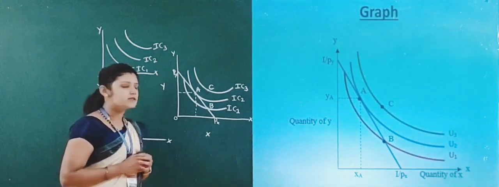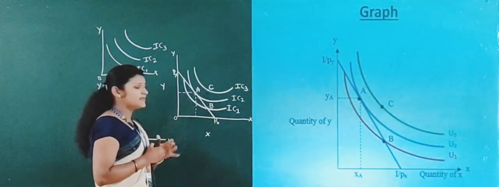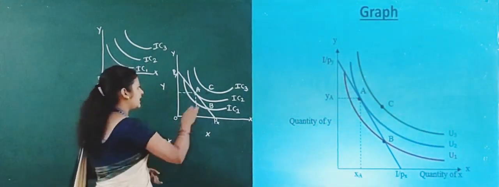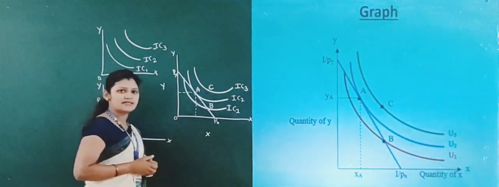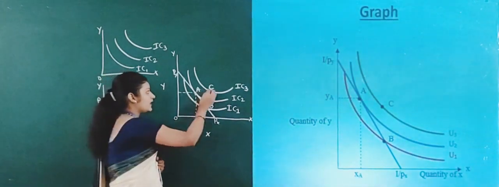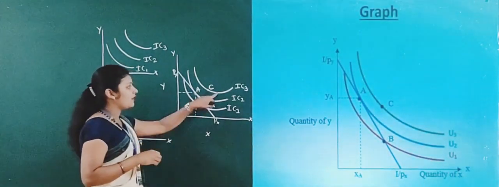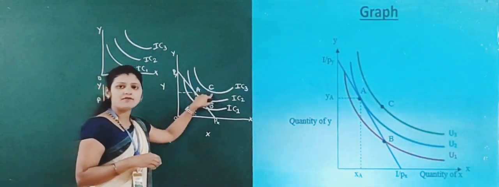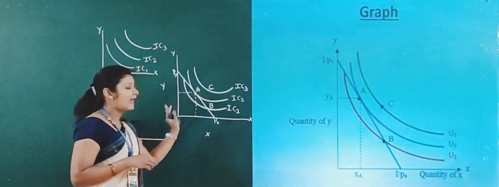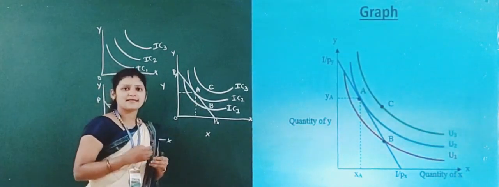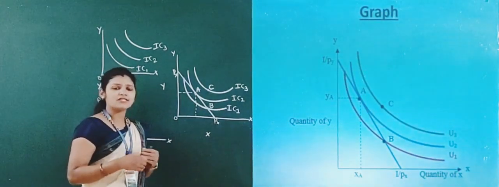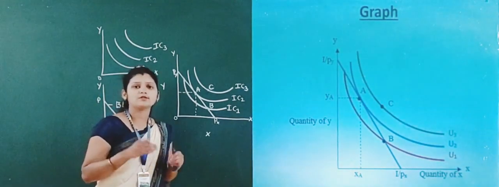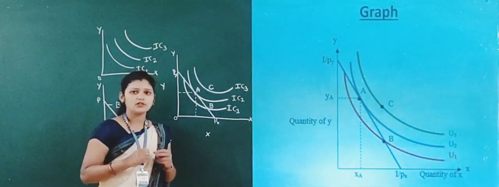No, because point C is outside the budget line. Point C lies where? Outside the budget line. Yes, it is on the higher indifference curve, and it will give us the higher level of satisfaction, but it lies outside the budget line. So this is not the optimal choice of the consumer.